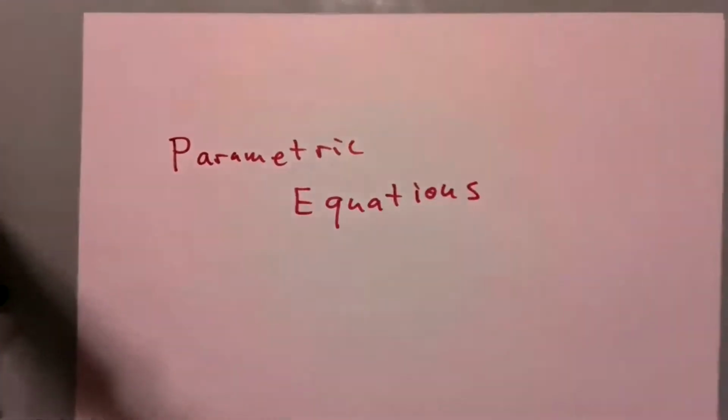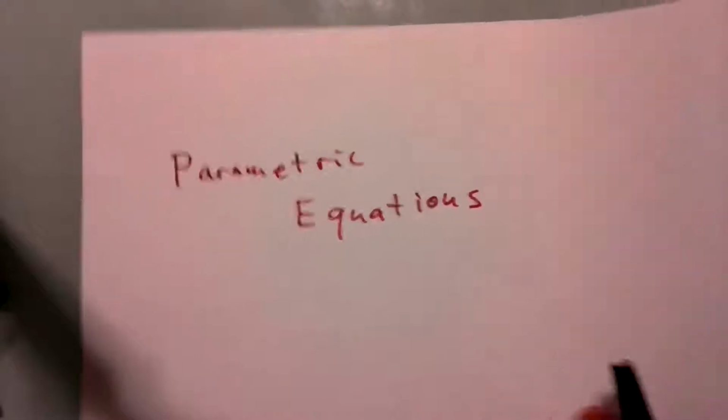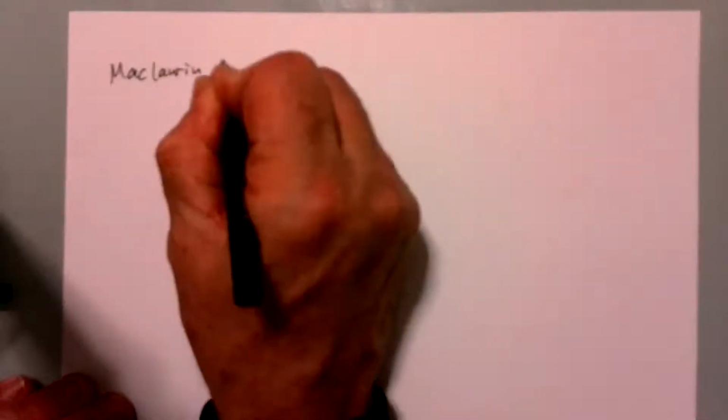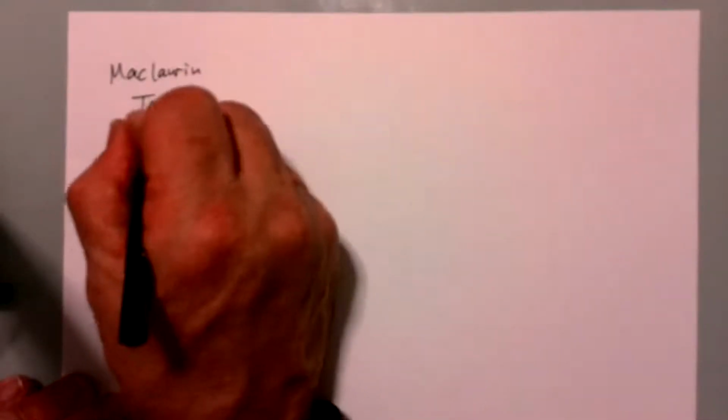All right. So as you can see, today's lesson is on parametric equations. Let's just do a quick review of our Maclaurin series before we get into today's lecture. The thing I want you to remember is our three basic versions, right? Our Maclaurin series, or actually Taylor series centered at 0.